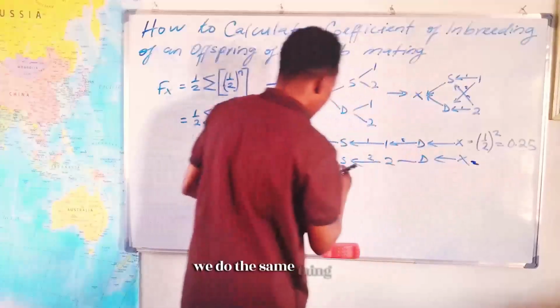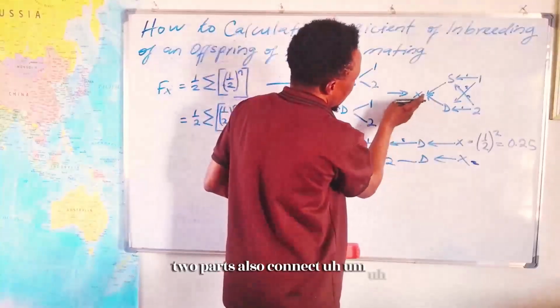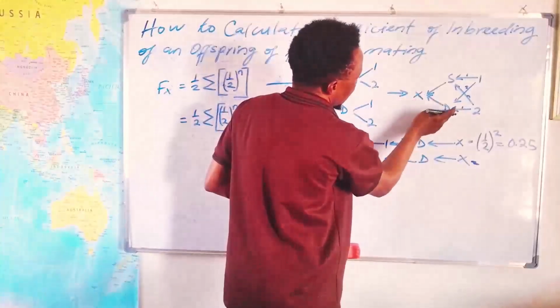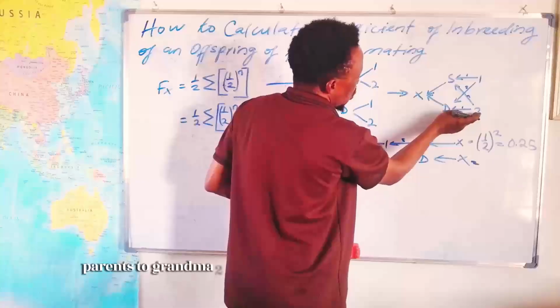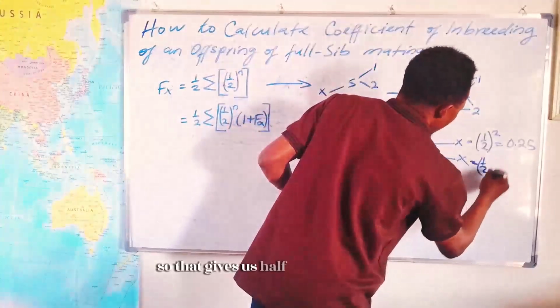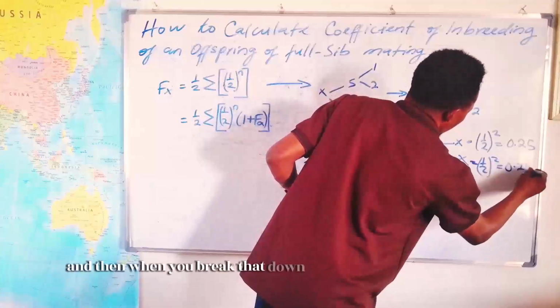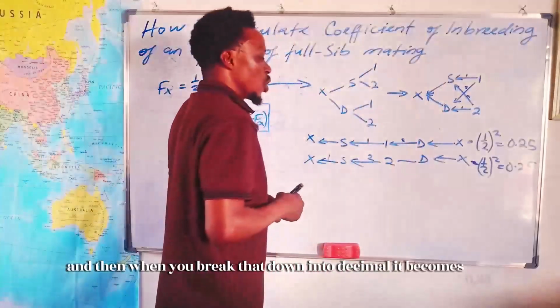And when we say half raised to the power 2, we're going to get 0.25. We do the same thing here. Two paths also connect X's parents to grandma 2. This is this path here and this one. So that gives us half raised to power 2, and when you break that down into decimal, it becomes 0.25.